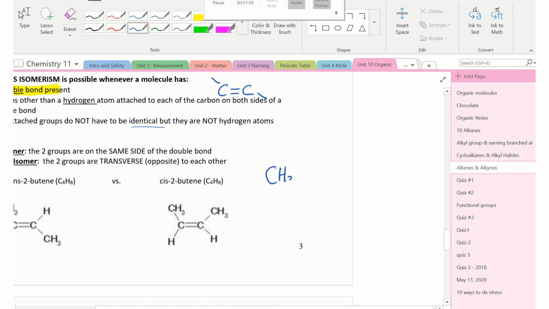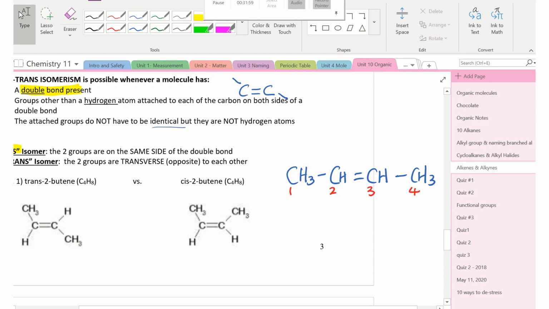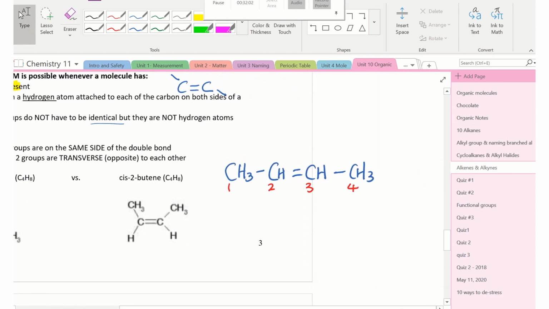I'm going to draw you the condensed form of 2-butene. So it's CH3, CH, CH, and CH3. This is 2-butene because the double bond begins on the second carbon here. As you can see, for this structure, where the double bond is, each one of them has one hydrogen, and then they also have CH3 at the end. So they are quite symmetrical for this structure.